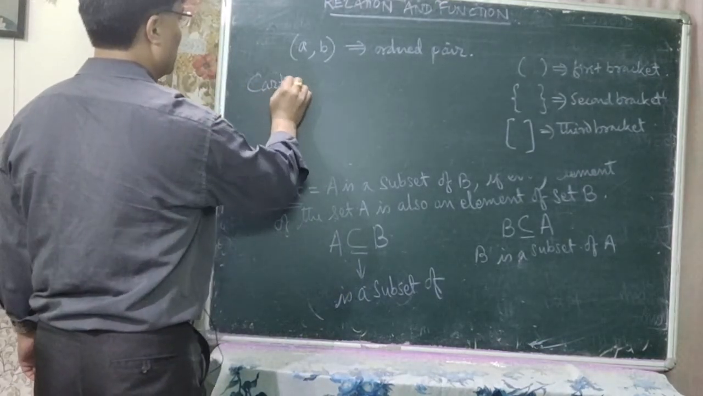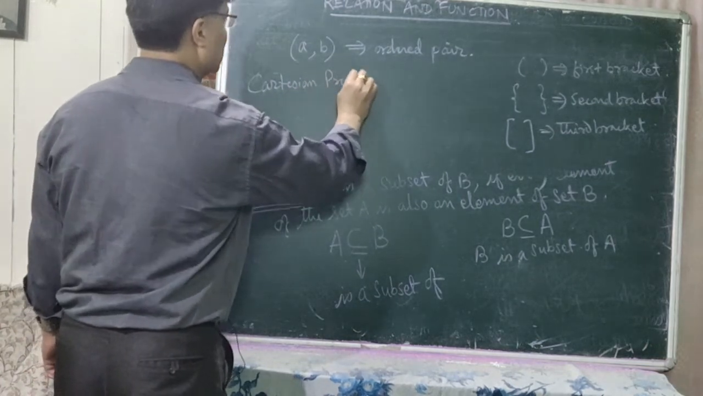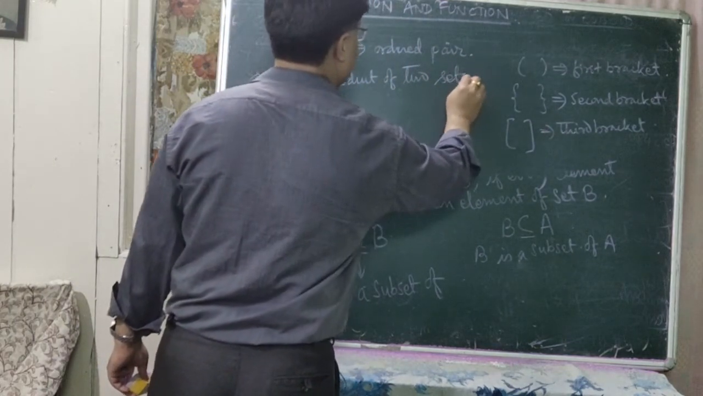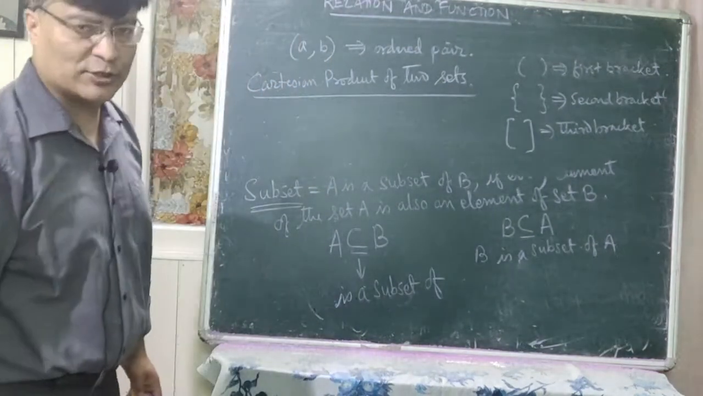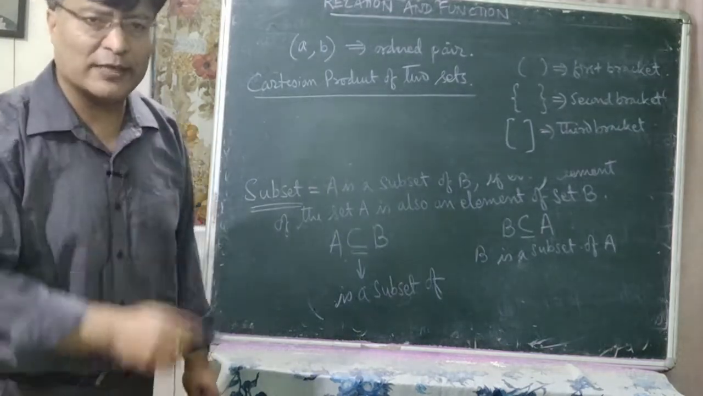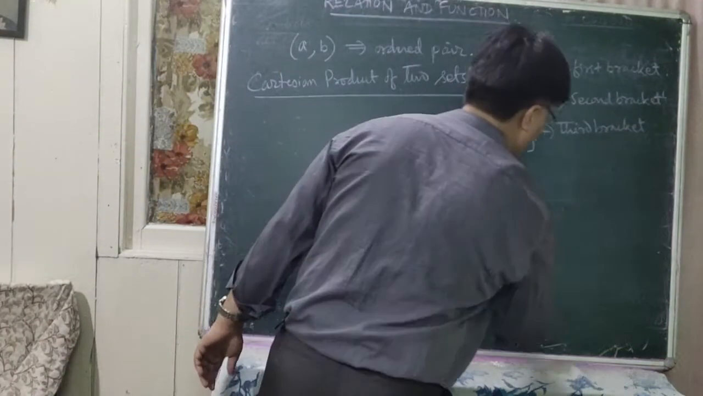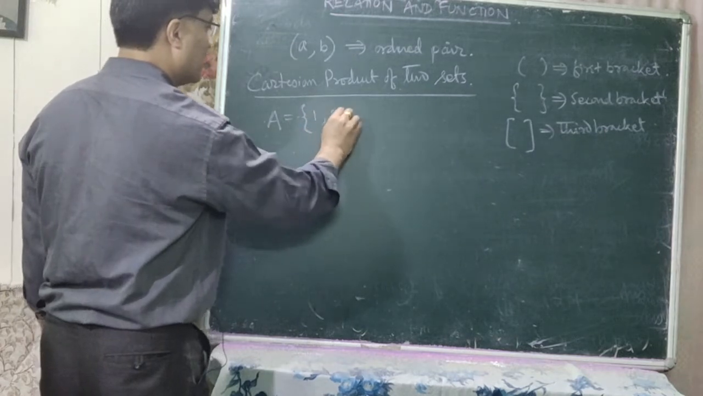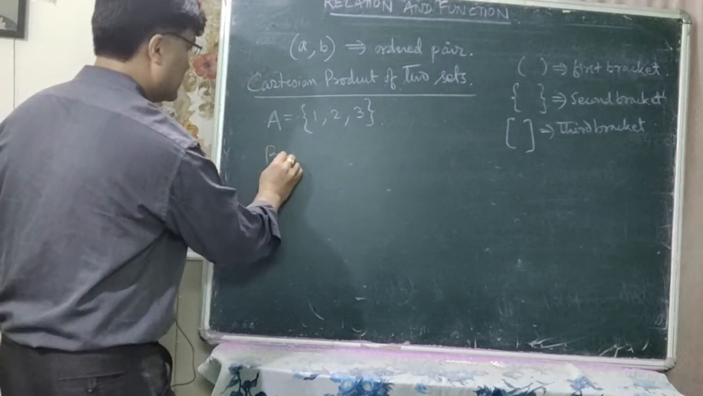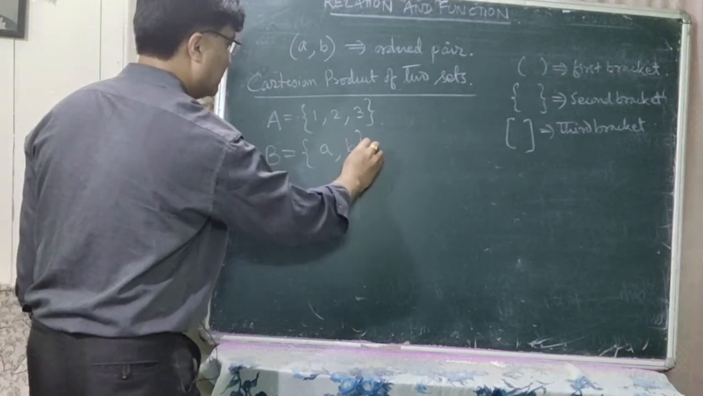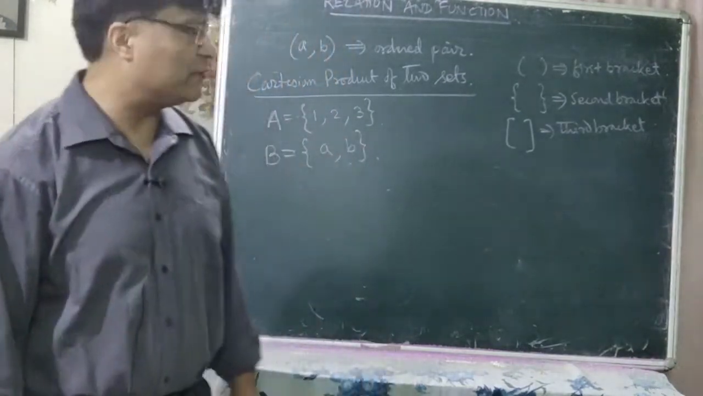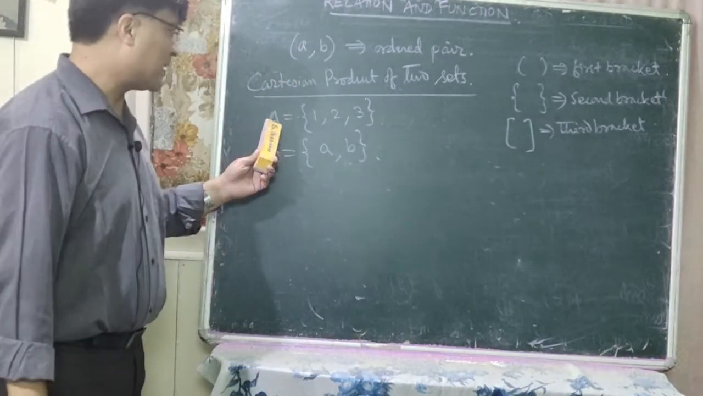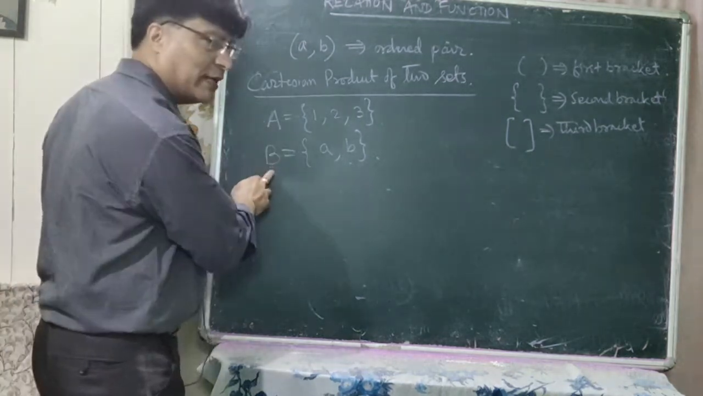Okay, now the Cartesian product of two sets. Before we do the definition of the Cartesian product of two sets, let us discuss an example. Suppose you have the set A as 1, 2, 3 and the set B as a, b. Before we write down the definition or meaning of the Cartesian product of two sets, let us take an example.